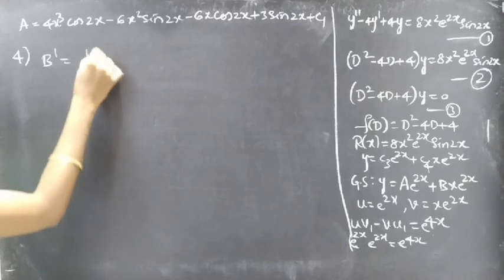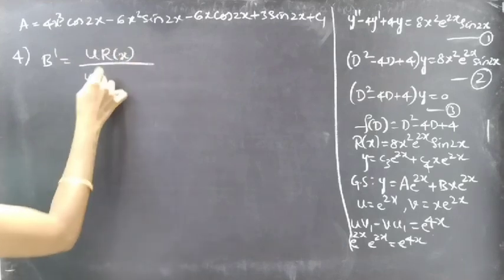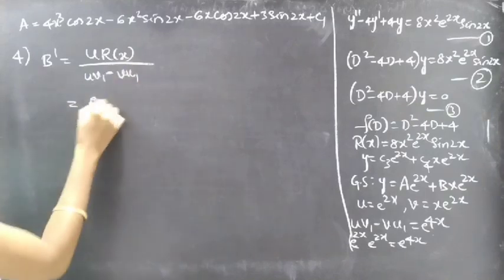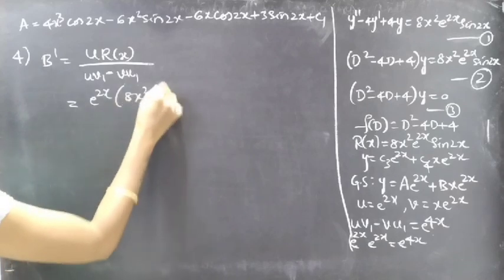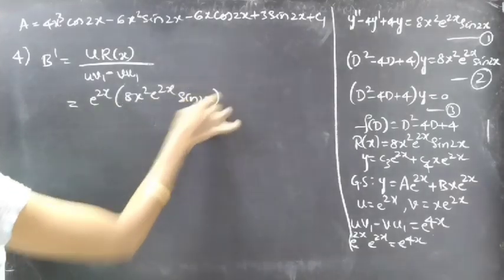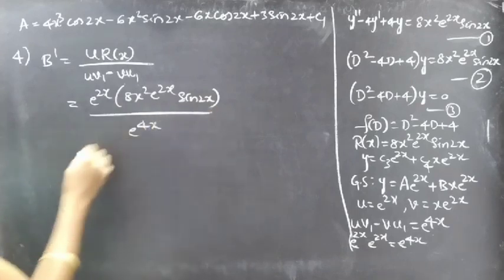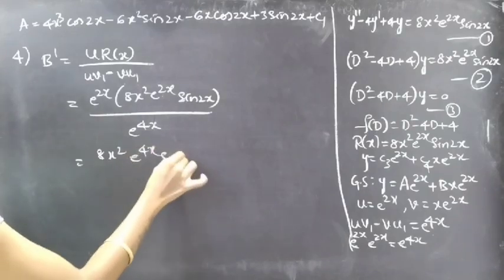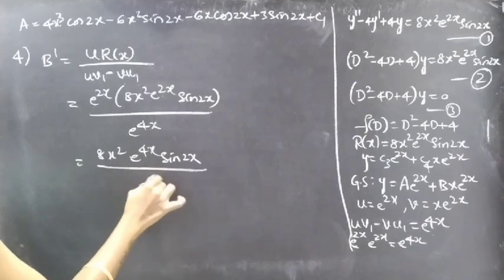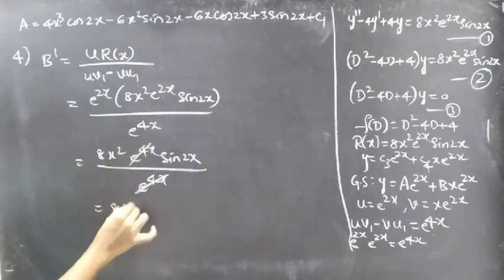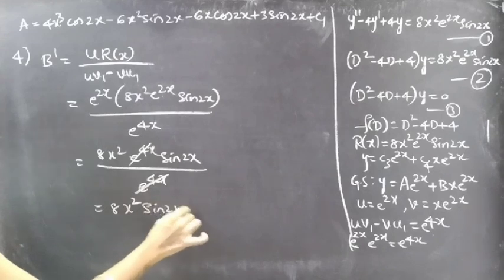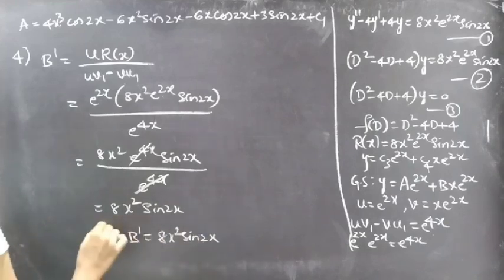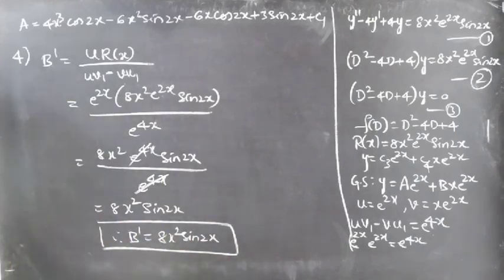B dash is given by u into r of x by uv1 minus v1. u e power 2x into r of x is 8x square e power 2x sine 2x by uv1 minus v1 is e power 4x. This is equal to 8x square e power 2x into e power 2x is e power 4x sine 2x by e power 4x. Here e power 4x gets cancelled, we'll get B dash equal to 8x square sine 2x. We got B dash, right? Let's now find B using this.